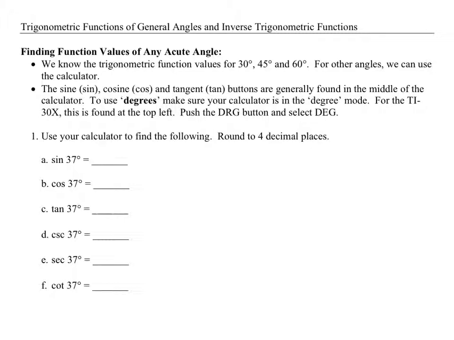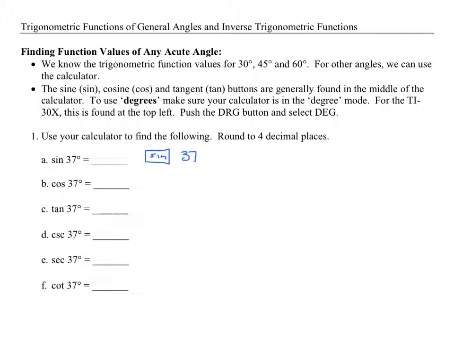A regular scientific calculator has 3 trig functions on it: sine, cosine, and tangent. So it's really easy to do that. For the sine of 37, you're just going to push the button that says sine and then type in 37. And make sure that your calculator is in degree mode. For the TI-30, you just go up to the top left, push the DRG button, and select degrees.